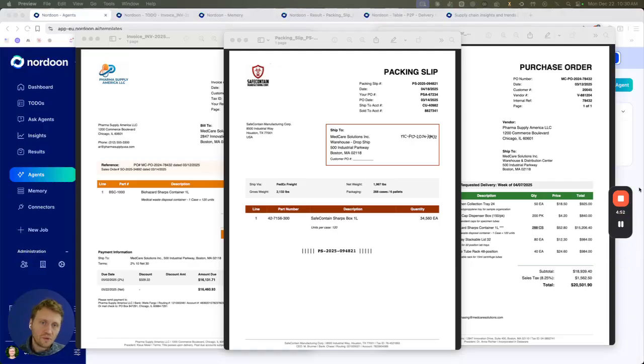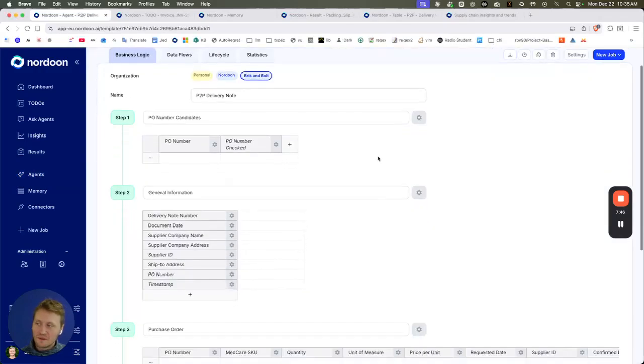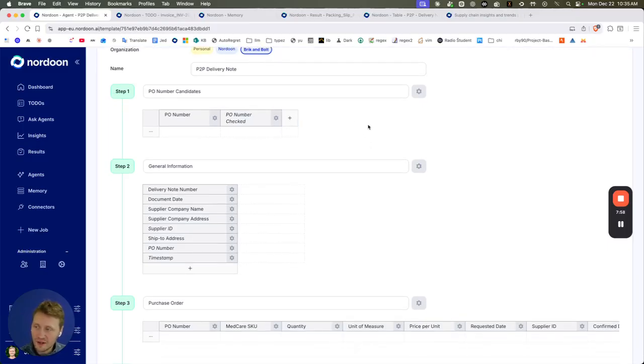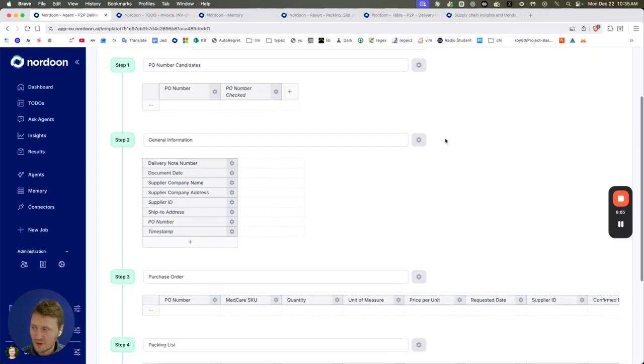Now let's switch to Nordoon and show how we can handle this complex scenario. Let's look at the delivery note agent. This is where we solve some of the issues that I mentioned. First, we'll take a look at all the candidate numbers that look like purchase order numbers, and we'll resolve them against the known purchase order numbers in our database. This way we'll identify the correct purchase order number, and not some internal number between the supplier and manufacturer.